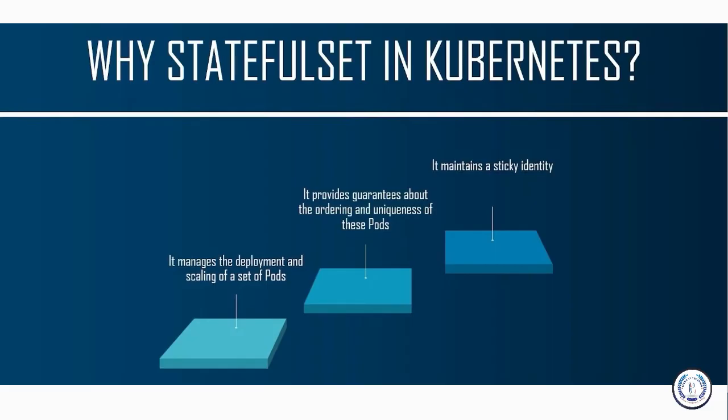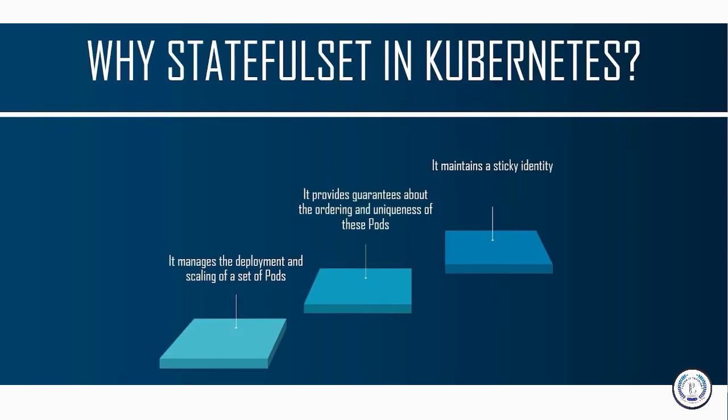StatefulSets currently require a headless service to be responsible for the network identity of the pods. That is, we are responsible for creating this particular service. And StatefulSets do not provide any guarantee on the termination of pods when a StatefulSet is deleted. To achieve ordered and graceful termination of the pods in a StatefulSet, it is possible to scale the StatefulSet down to 0 prior to deletion. The storage for a given pod must either be provisioned by a persistent volume provisioner based on the requested storage class, or pre-provisioned by an admin.